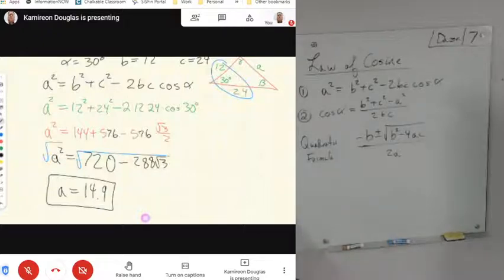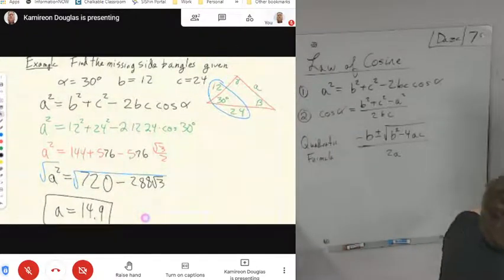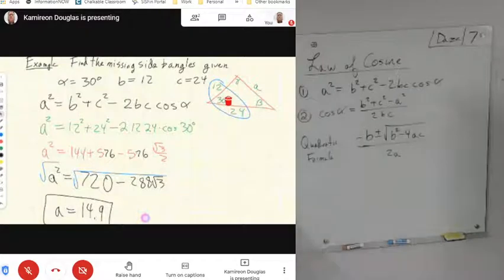And so when possible, I will tell you, use the law of cosine. The law of sine is the weaker of the two in terms of the usefulness because it gives you multiple solutions. Whereas law of cosine is just one. Okay, so let's take that 14.9, let's put it in. Because now that we have that piece, we can actually do a lot more. All right. A is 14.9.